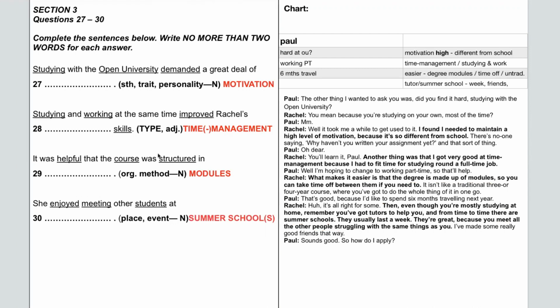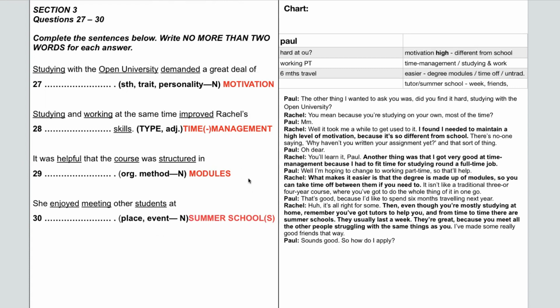So we have all of our answers in red on the left, and we have our bold statements here that give way to the answers. Now you notice how we were pretty much correct. Noun for motivation, adjective for time management to describe skills, modules, it's a noun, and summer school is also a noun. So this did help us listen out for correct types of words.